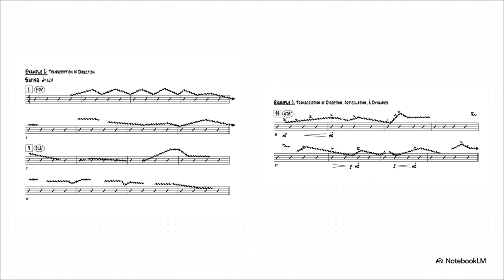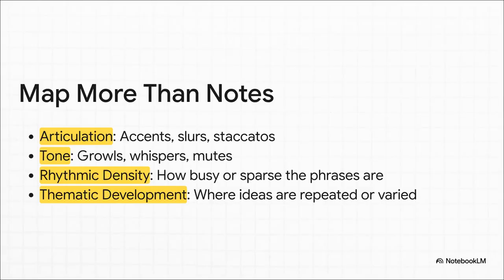Now, look at what you have. Without a single specific note written down, you've created this super detailed map of the solo's phrasing, its shape, and its whole emotional journey. You've transcribed its story. And this method can map pretty much any expressive quality you can think of. The articulation, changes in vocal or instrumental tone, how rhythmically busy or sparse a section is, even how musical themes are repeated and developed. See, this isn't just listening anymore. It's deep musical analysis, and it forces you to hear in a completely new way.